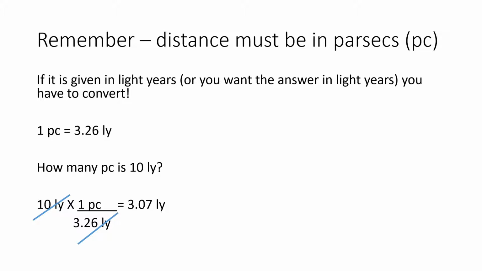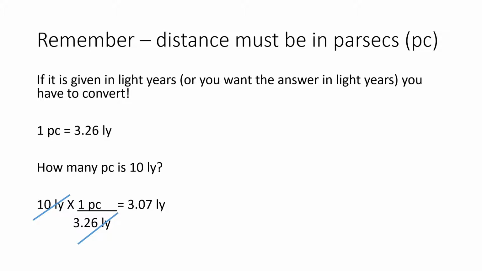The conversion factor is given at the top of the formula sheet. It's one of those standard ones that I give you. 1 parsec is equal to 3.26 light years. So let's do the following question. How many parsecs is 10 light years?